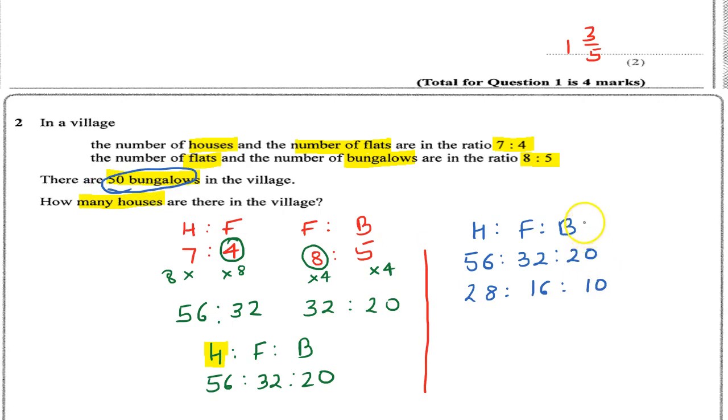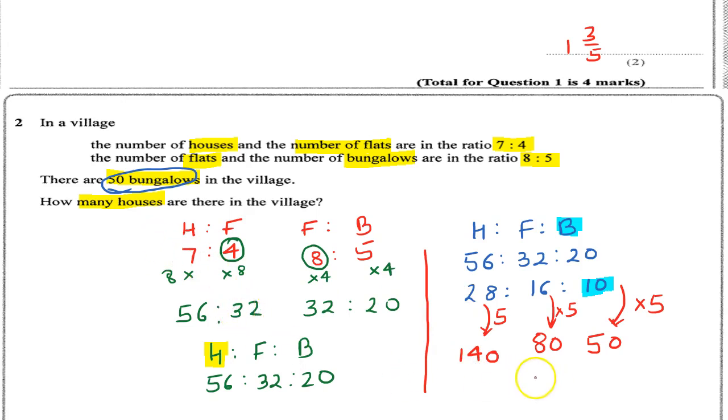How can we make 50? This is bungalow, and here bungalow is 10. How can we make it 50? If we times by 5 here, then this will turn into 50. Then you need to times by 5 here as well, so flats will be 80. Now you times by 5 here, 28 times 5. So 5 times 8 is 40, carry 4, 5 times 2 is 10, and 14, so 140. So how many houses are there?